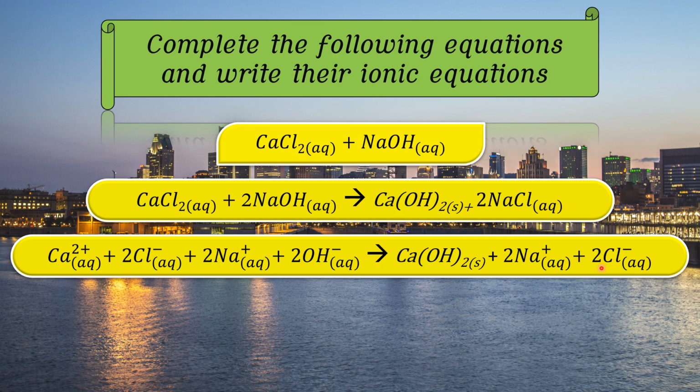Now, after writing all the ions in the aqueous state, we eliminate the spectator ions. Those are ions that we find on the reactant side and the product side, or on the left side and the right side. We have the chloride ions. They exist this side and they also exist this side, so we shall eliminate them. We have the sodium ions, they exist this side, and this side we also have them, we shall also eliminate them.